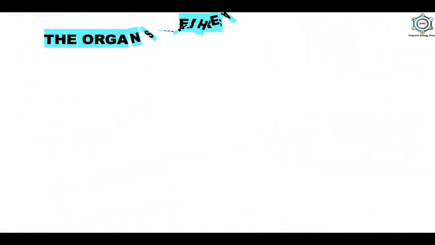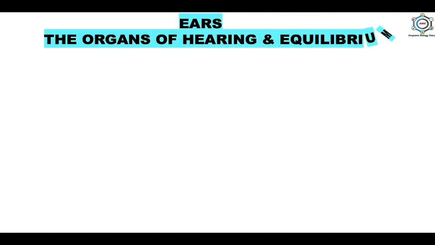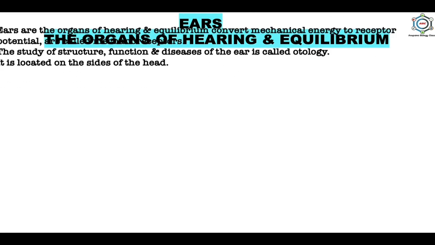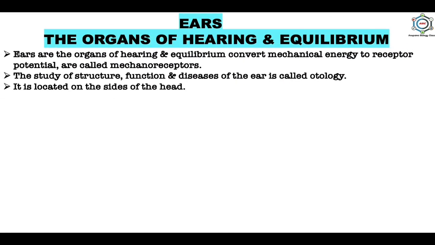Now the second part, that is the ear, which is the organ of hearing and equilibrium. It is oval funnel-shaped. Here are the organs of hearing and equilibrium, which convert mechanical energy to receptor potential, and these receptors are called mechanoreceptors. The study of structure, function and disease of the ear is called otology, and it is located on the sides of the head.